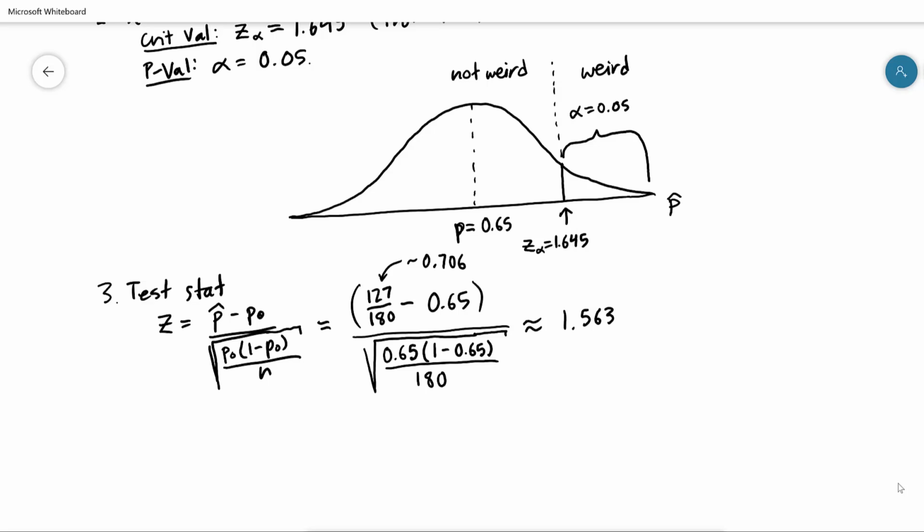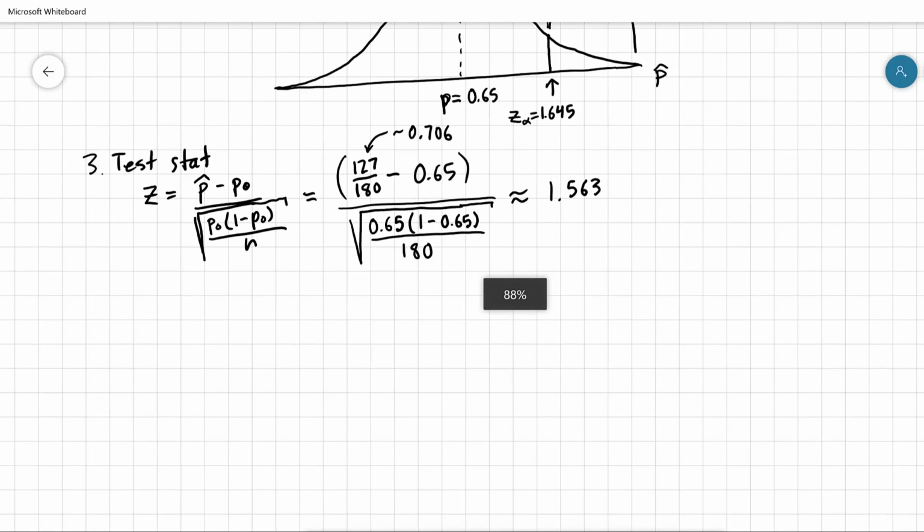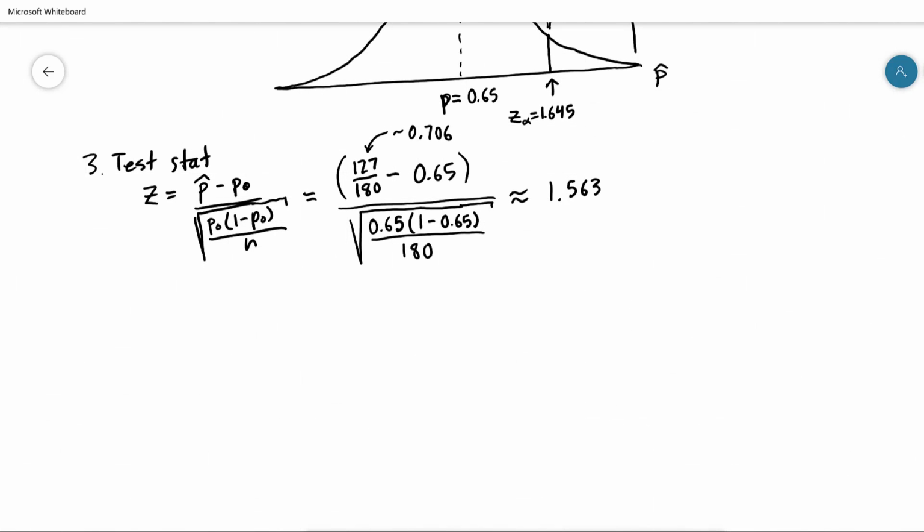And again, later when we do this problem on the calculator, this number will just get spit out by the calculator. So I'd honestly recommend doing these problems on the calculator. It spits out the test statistic for you, and you don't have to worry about getting parentheses in the right place and plugging into this formula correctly. So we'll do it on the calculator in just a minute, and we'll see that same 1.563 show up.